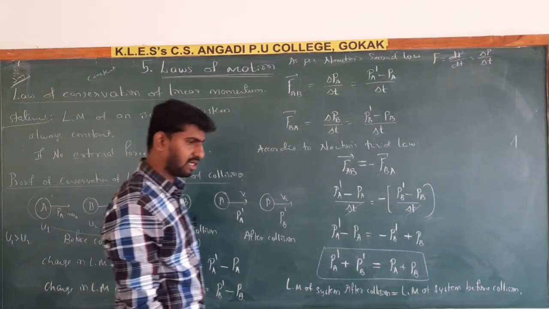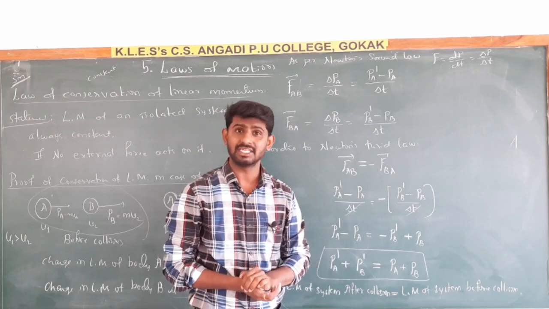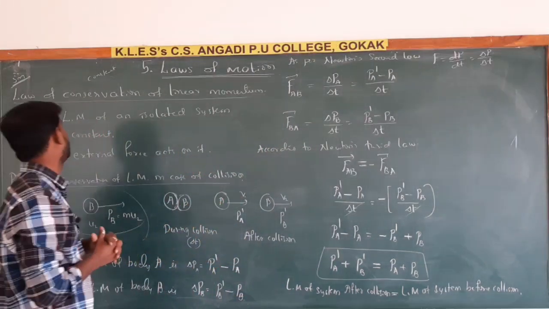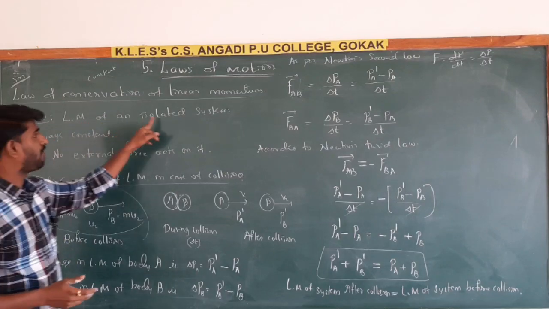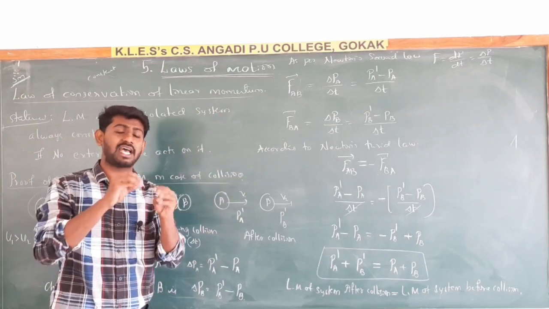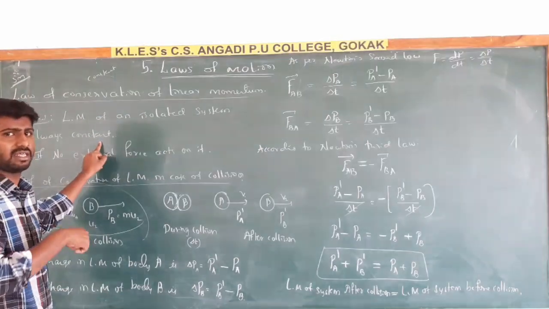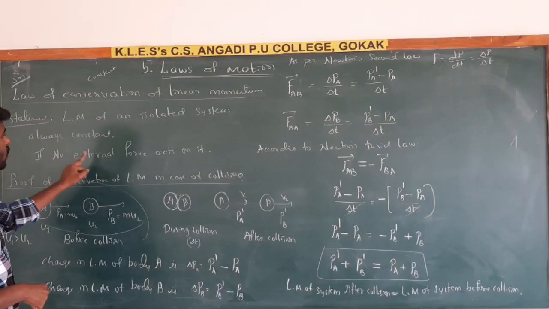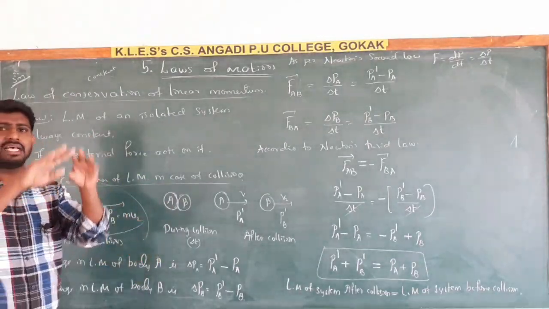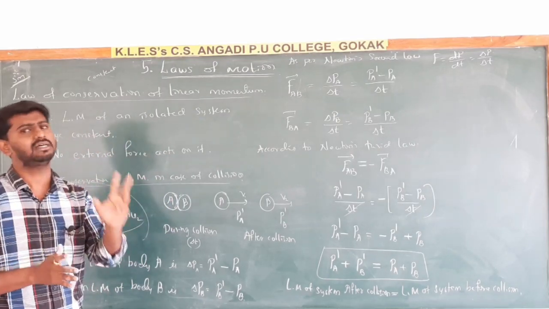In the exam, they will ask: state the law of conservation of linear momentum and prove it in the case of collision of two bodies. First, write the statement. The linear momentum of an isolated system is always constant. See, the word is system, not a particle. A system has many particles in it. The condition is: if no external force acts on that system. If no force is applied on the system from outside, then the linear momentum inside the system is always conserved, constant. So this is the statement.